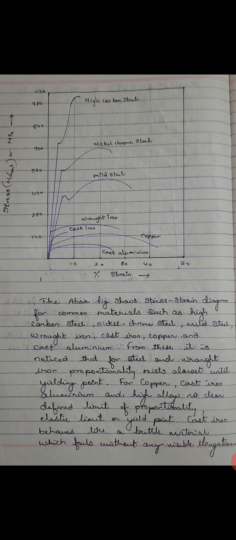Next, the figure shows different types of materials. The figure above shows stress strain diagrams for common metals such as high carbon steel, first one above, next nickel chromium steel, mild steel, wrought iron, cast iron, copper and cast aluminum. It is noted that for steel and wrought iron, proportionality exists almost until the yield point. For copper and aluminum, there is no clear or defined proportionality limit or yield point.